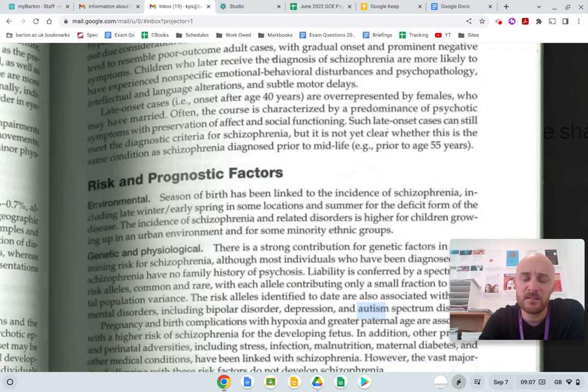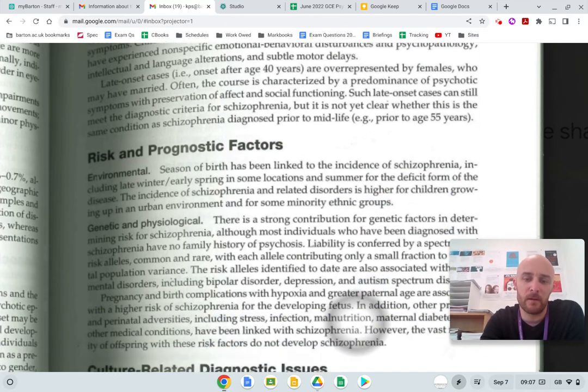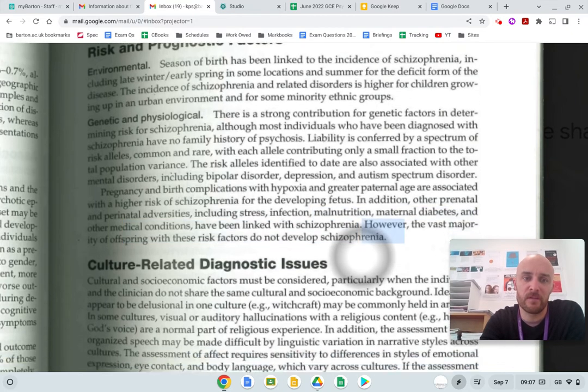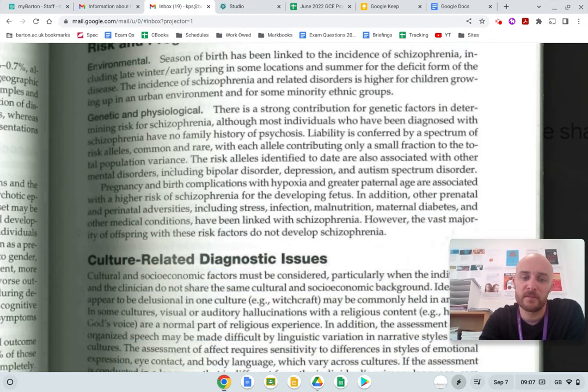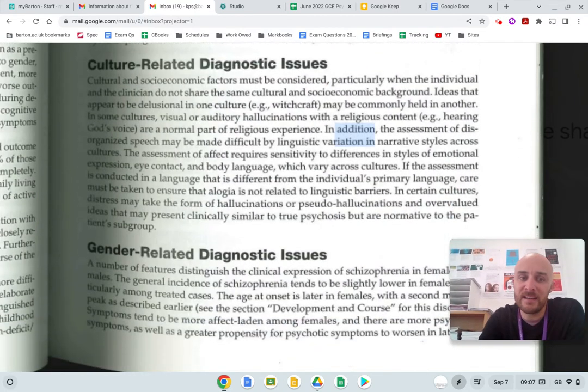Now, look, there's a few things. Feel free to pause this at any point, by the way. If you want to read the risk factors, I would recommend pausing now. But there are culture-related diagnostic issues. So let's have a look.